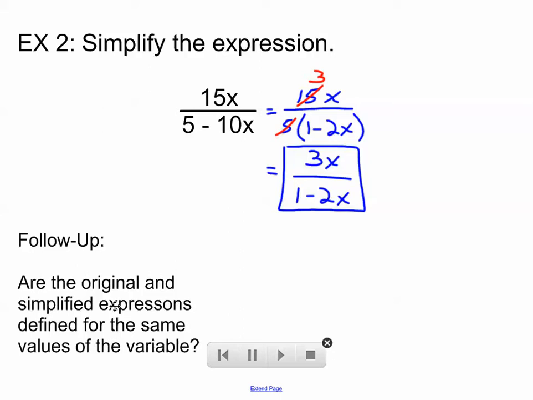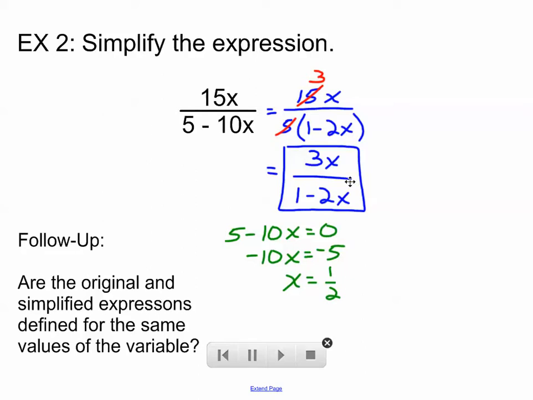However, let's answer the follow-up question. Are the original and the simplified expressions defined for the same values of the variable? What we're talking about is what value of x would make this an undefined expression. In other words, if you divided by 0, this expression would be undefined. So when 5 minus 10x equals 0, that expression would be undefined. Let's find out what value of x that is by solving this equation. I subtracted 5 from both sides and then divided both sides by negative 10. If x is 1/2, this original expression would be undefined.